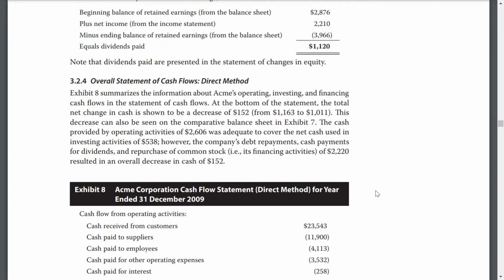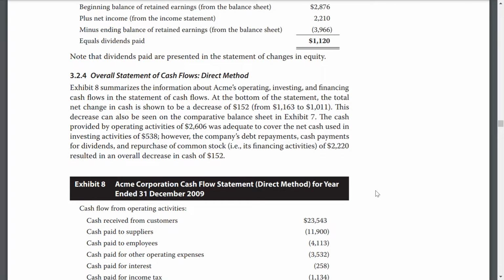Overall statement of cash flows, the direct method. Exhibit 8 summarizes the information about Acme's operations.